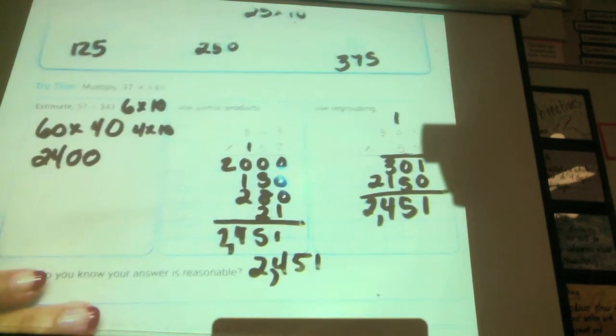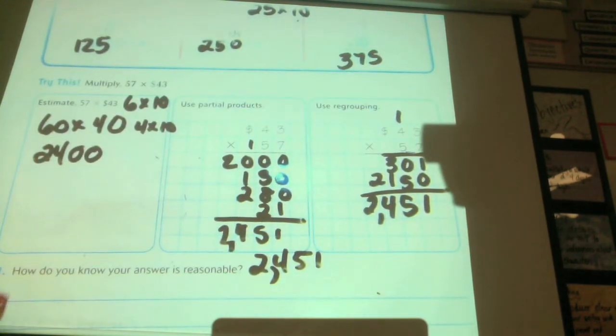All right, is 2,450 close to our estimate of 2,400? Yes, it is. So is the answer reasonable? Yes. How do you know your answer is reasonable? Raise a quiet hand if you can put that into words for me. How do you know your answer is reasonable, Malia?